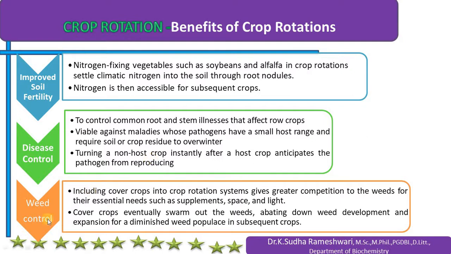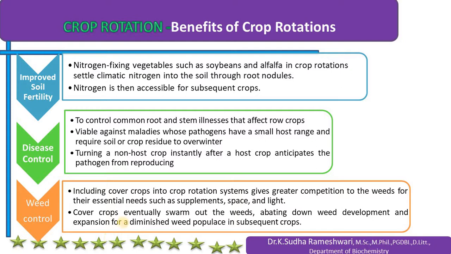Next is the weed control. Weed management becomes easier when you practice crop rotations. Plants that completely cover the crown. Alternating between these types of plants can prevent weeds from establishing, making weed control easier.